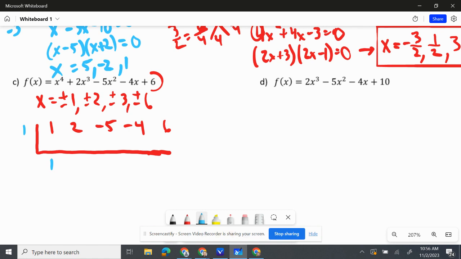So I bring down the 1. 1 times 1 is 1. That's 3. 1 times 3 is 3. That's negative 2. 1 times negative 2 is negative 2, which is negative 6. And 1 times negative 6 is negative 6, so that's 0. Now we have a problem. And the problem is that there's 4 terms. So we're going to do synthetic division again.